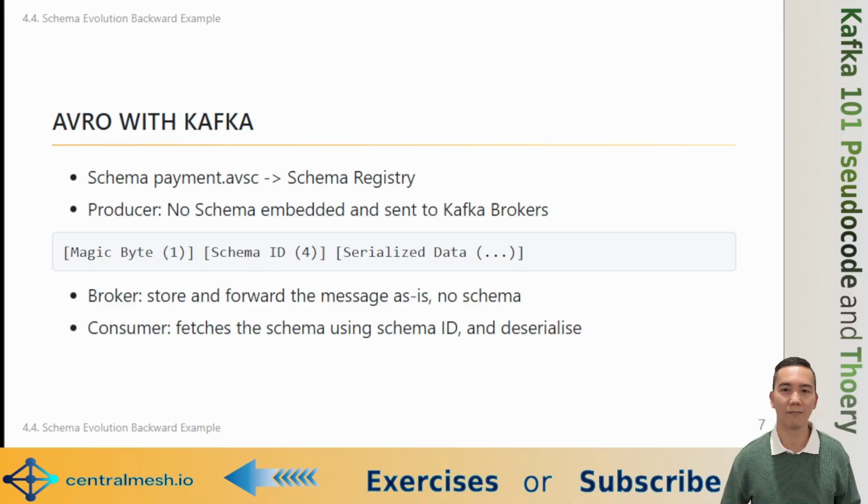The actual message consists of three parts. 1. A magic byte to indicate that the message uses Avro serialization. 2. The schema ID to identify the schema in the registry. 3. The serialized data itself. Kafka brokers don't interact with the schema, they simply store and forward the message as is. When a consumer receives the message, it fetches the schema using the schema ID, deserializes the data, and reconstructs it into its original format. This separation of schema management and data storage ensures that your Kafka system remains lightweight while still benefiting from schema validation.